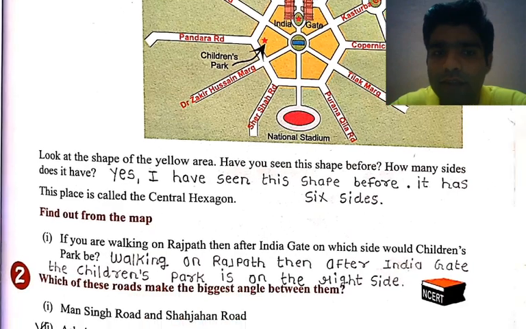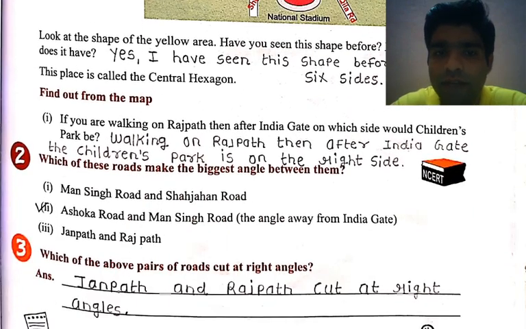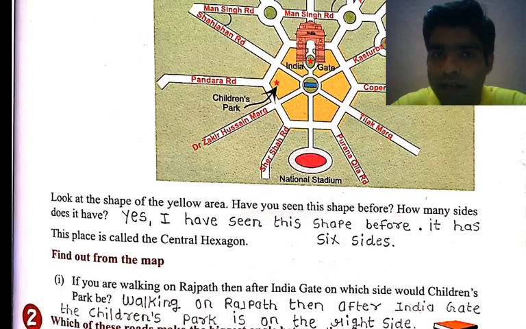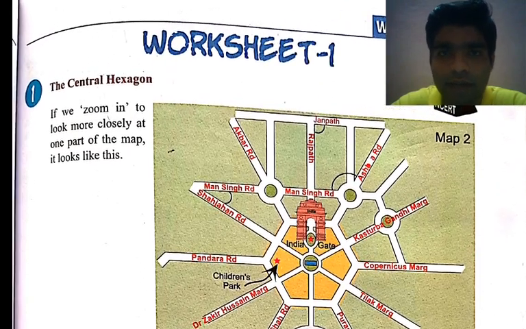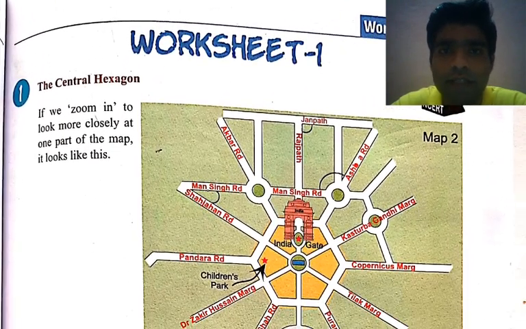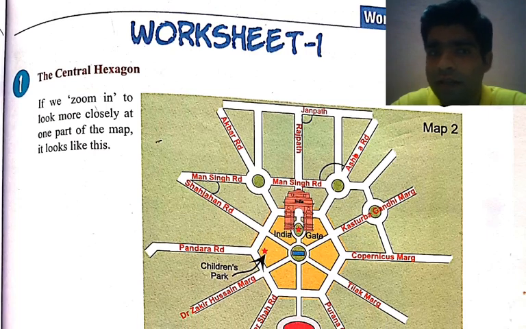It means your answer is that Janpath and Rajpath cut at the right angle. This is our right angle, which is exactly 90 degrees. This is our general information about chapter number 8.